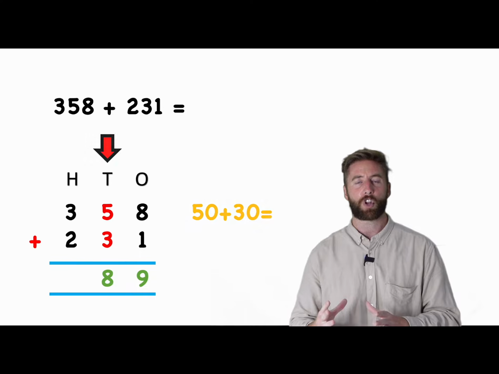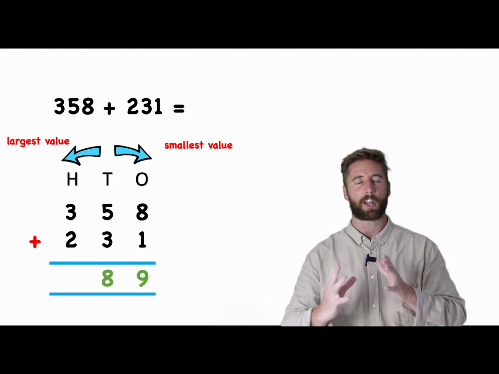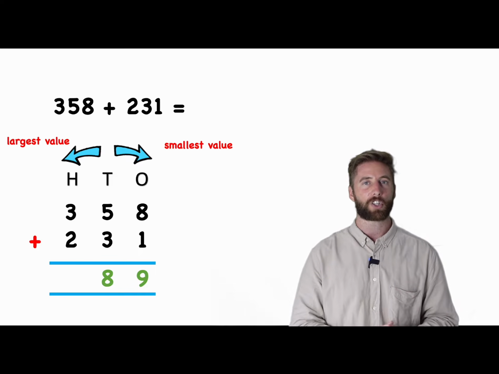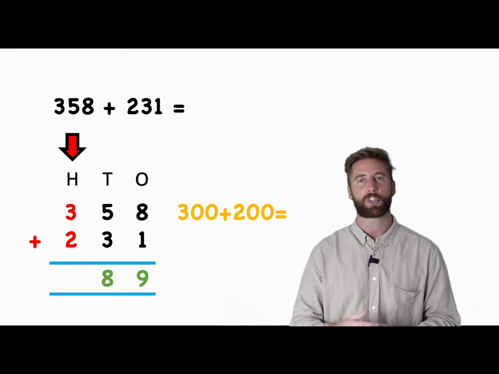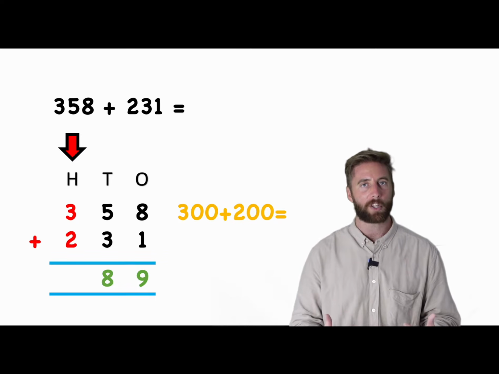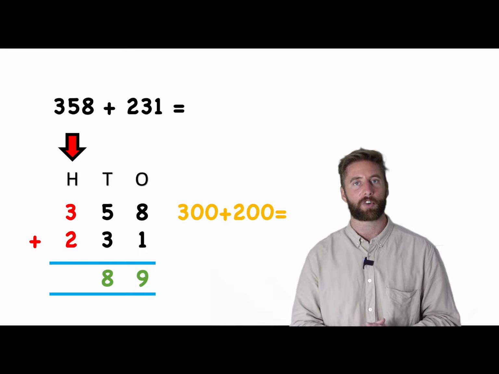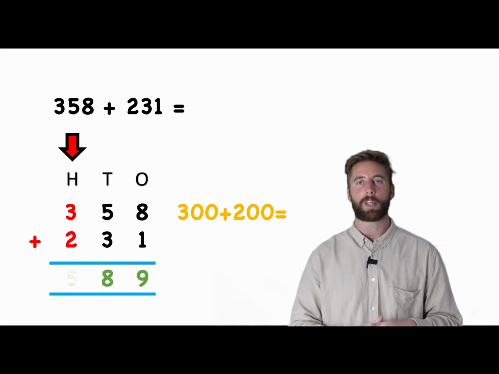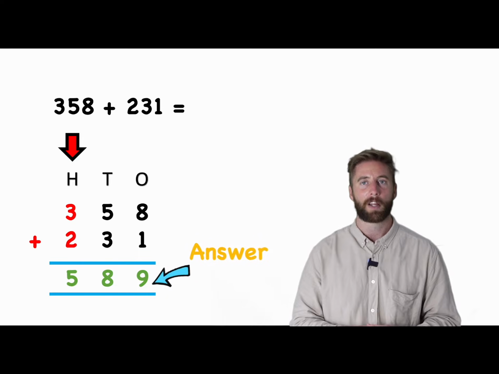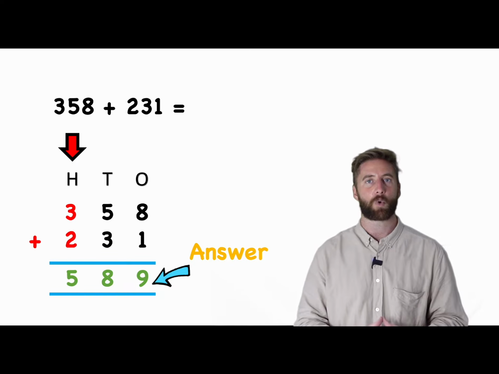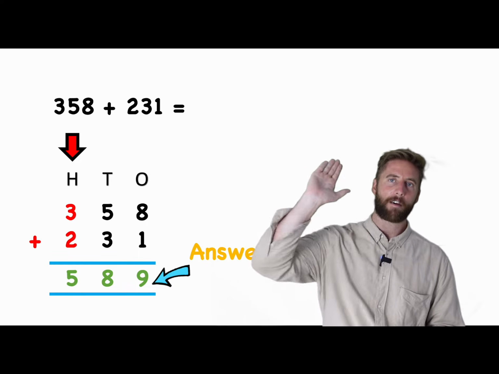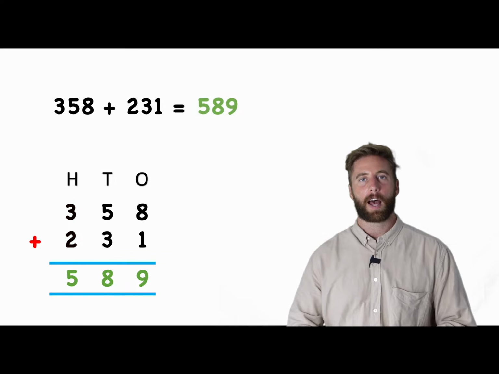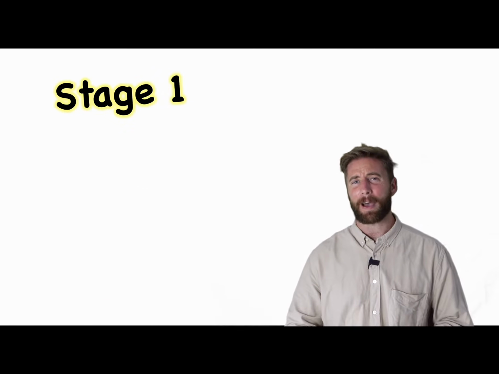Moving over to my hundreds column, remember I'm going from the smallest value to the largest, so this is now my largest column. I have 3 hundreds and I'm adding 2 hundreds, so I'm not just adding 3 and 2, but because of the way it's shown in this column, I can just add 3 and 2. 3 and 2 equals 5, 5 hundreds, put 5 in the hundreds column, leaving my total answer for this stage 1 question, 589. Give yourselves a massive high five if you got that right before me. Now I'm sure you're thinking, that's really easy, Maths Guy.